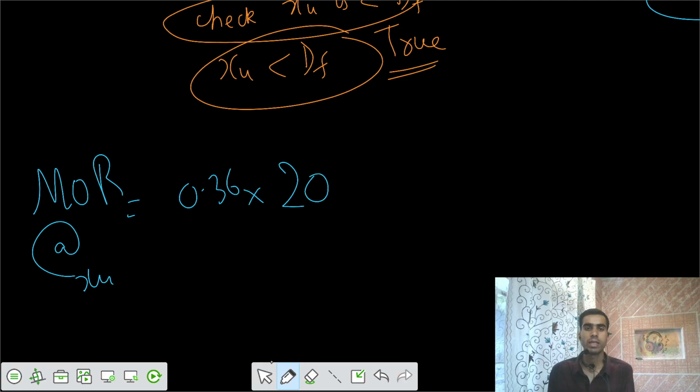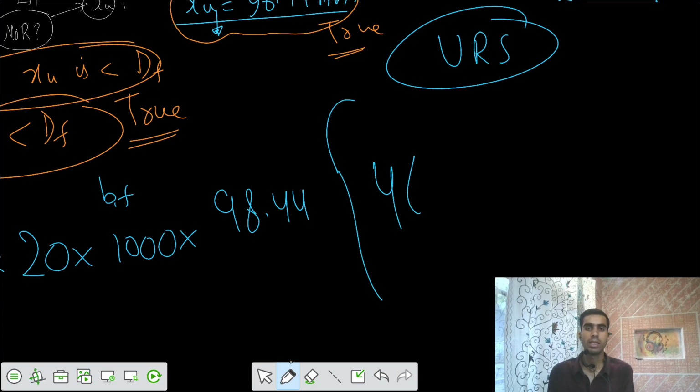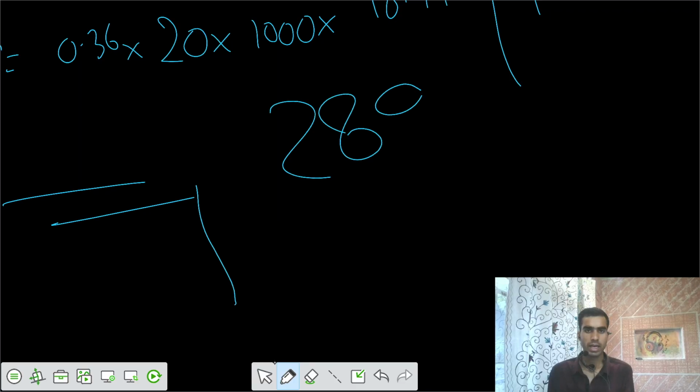That is 0.36 fck times BF, which is 1000 millimeters, times the actual value of xu, 98.44, times d minus 0.42 xu actual. You can solve that, and your moment of resistance would equal 289.63 kilonewton meters.